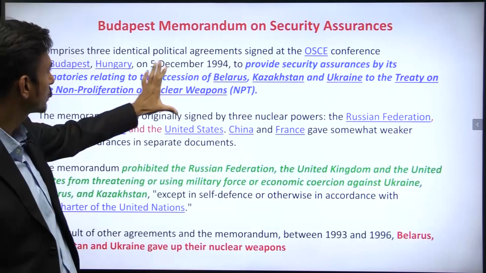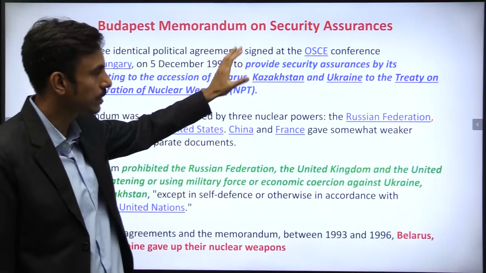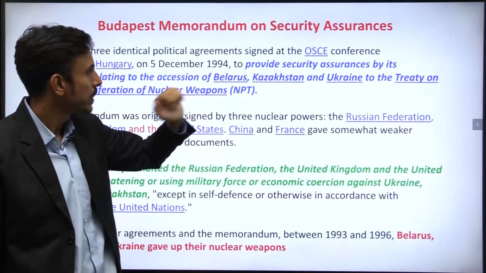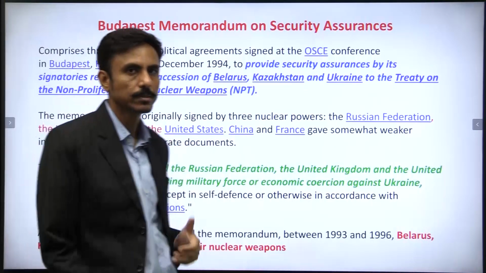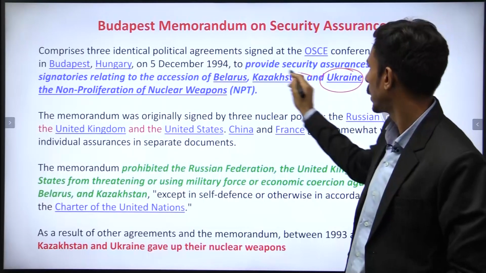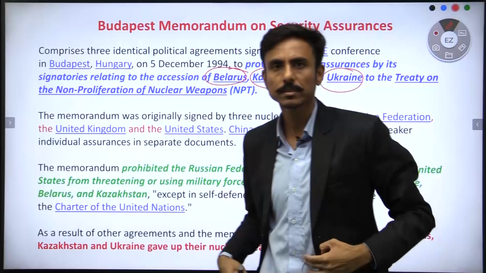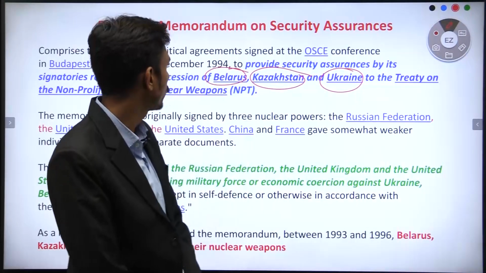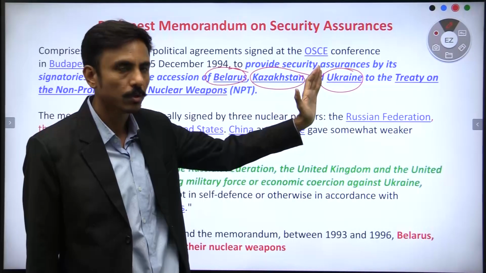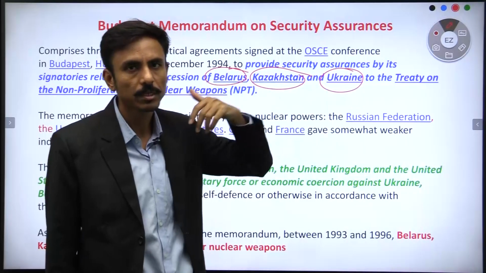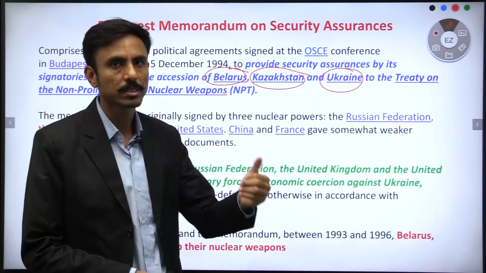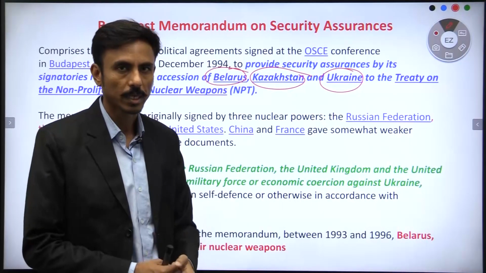So in this sense, the Budapest Memorandum comprises 3 political agreements, and it was signed at the OSCE conference in Budapest, Hungary in 1994, and it provides security assurances by its signatories relating to the accession of Belarus, Kazakhstan and Ukraine into the NPT, right? So what happened, guys, was that in 1994 when the Budapest Memorandum was signed, assurances were given by Russia, the US and the UK to Belarus, Kazakhstan and Ukraine, because Ukraine, Kazakhstan and Belarus joined the NPT or Non-Proliferation Treaty on the condition that they would give up nuclear weapons, and that Russia, UK or USA would not invade their territory, right?